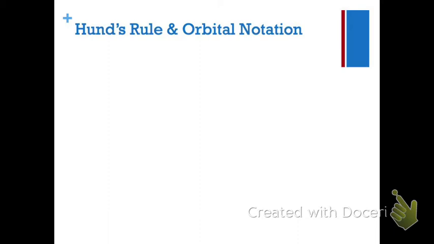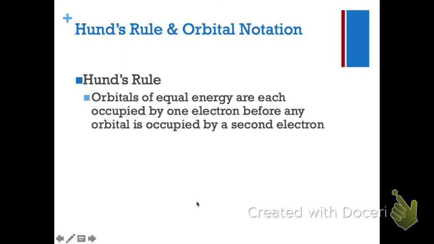The rules almost seem unnecessary, but it's a way for you to understand the pattern of how electrons go into orbitals. It's called Hund's rule, and Hund's rule says orbitals of equal energy are occupied by 1 electron before any orbital is occupied by a second electron. Let me explain what that means. How many versions of p orbitals did we say there are? They can hold a total of 6, but they each have 2, so there are 3 versions of p orbitals.